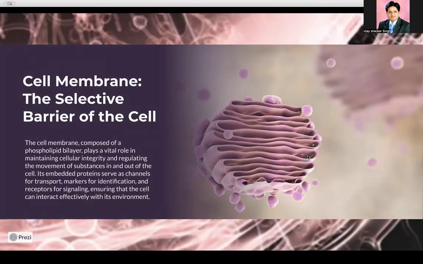Now let's look at the cell membrane. The cell membrane is composed of a phospholipid bilayer, and it plays a vital role in maintaining cellular integrity and regulating the movement of substances in and out of the cell. Its embedded proteins serve as channels for transport, markers for identification, and receptors for signaling, ensuring that the cell can interact effectively with the environment.